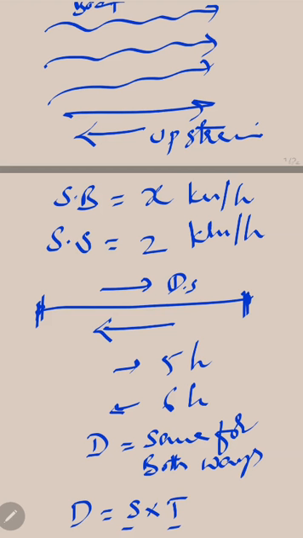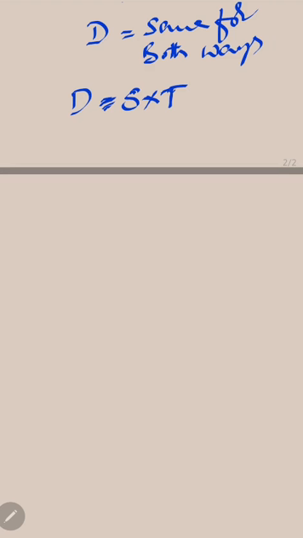First we have to find the distance downstream, then the distance upstream. The upstream and downstream distances are both equal. If we equate those two things, we'll get the equation. That is our plan.